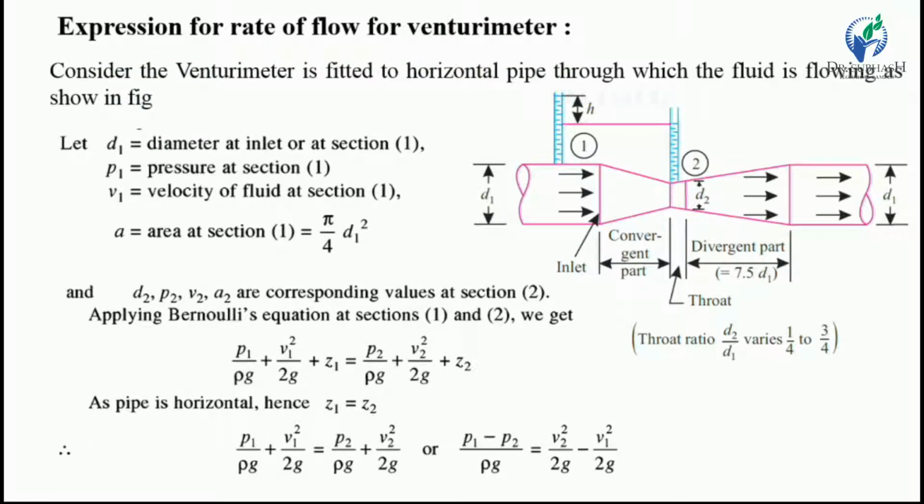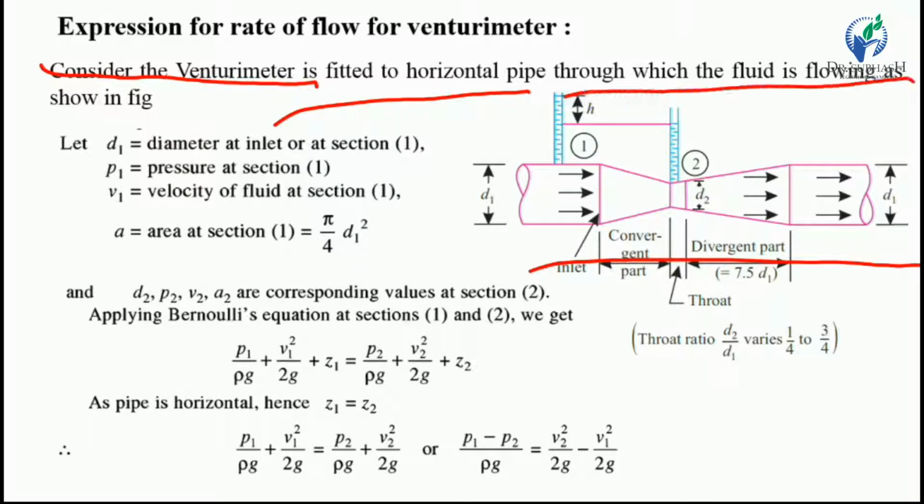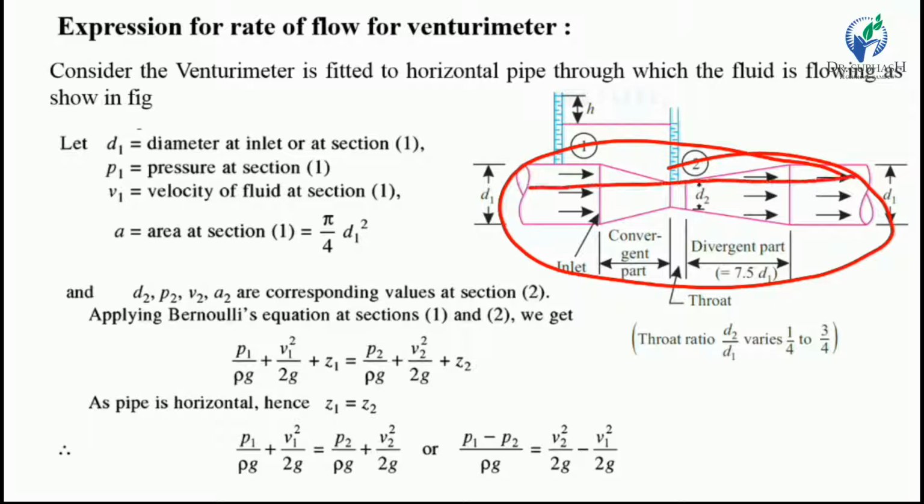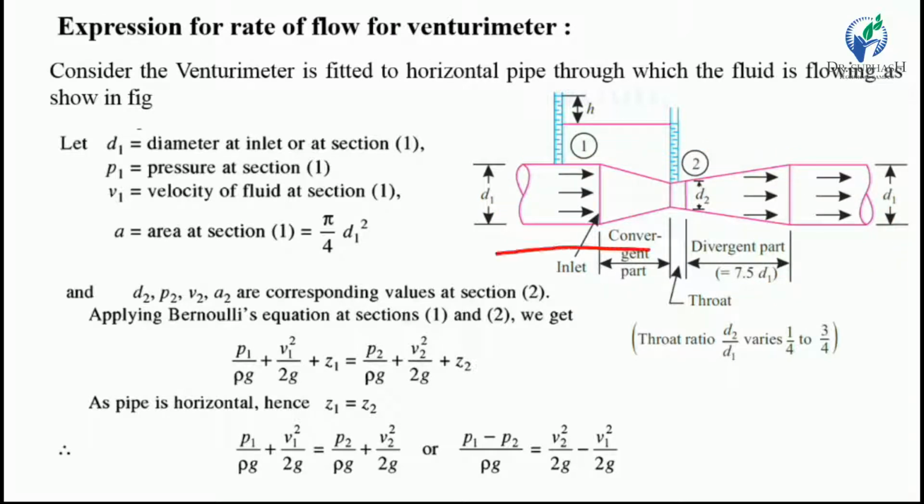First, consider the Venturimeter fitted in a horizontal pipe through which the fluid is flowing, as shown in the figure. We can see from the figure that the fluid is flowing through the Venturimeter and the pipe is perfectly horizontal. First we consider section 1 at the pipe and section 2 at the throat.